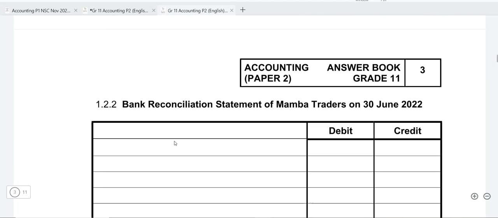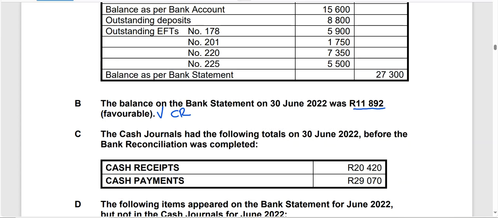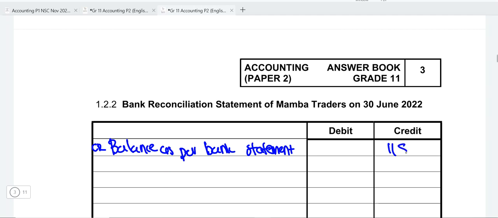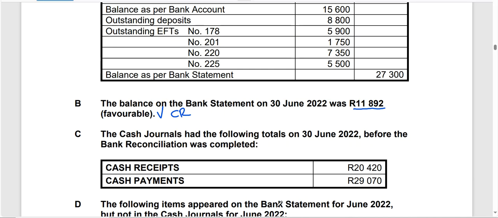So I'm just going to use an abbreviation here. So we'd have credit balance as per bank statement. Okay, and then that credit balance as per bank statement that we have is 11,892. So we'll write it here, and then this is how you will earn your first mark, and then from there we can proceed to the next transaction.